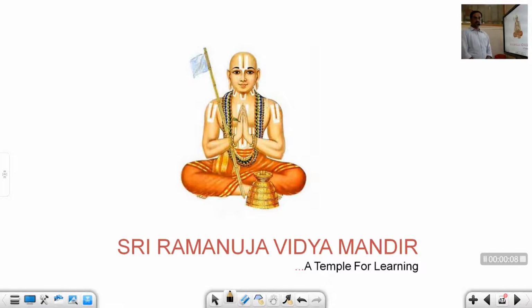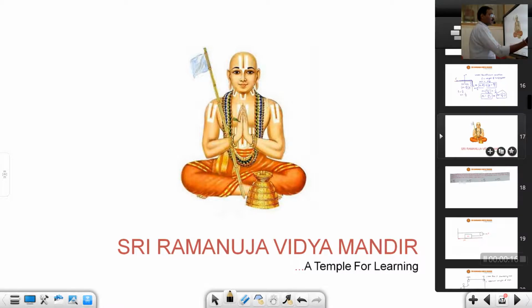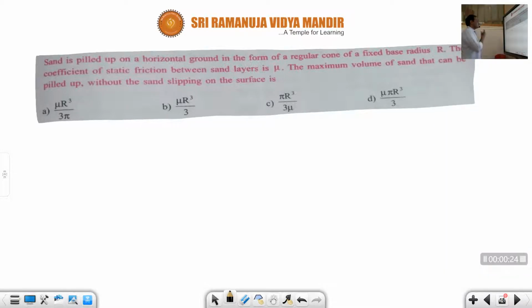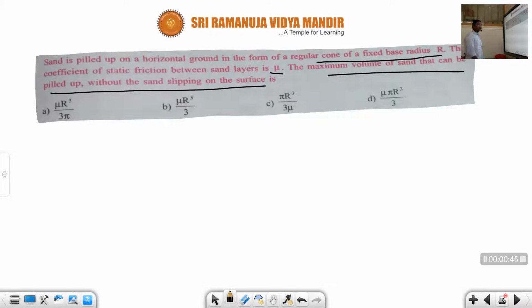Now we are going to continue our session with some numericals related to the basic concepts of friction and how it works. Here in this question, consider sand is piled up on horizontal ground in the form of a regular cone of fixed base radius r, then the coefficient of friction between the sand layers is said to be mu. Find the maximum volume of sand that can be piled up without slipping on the surface.